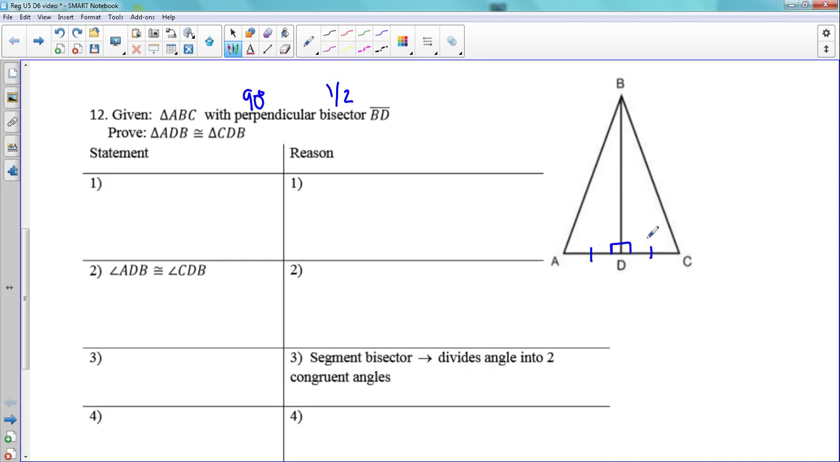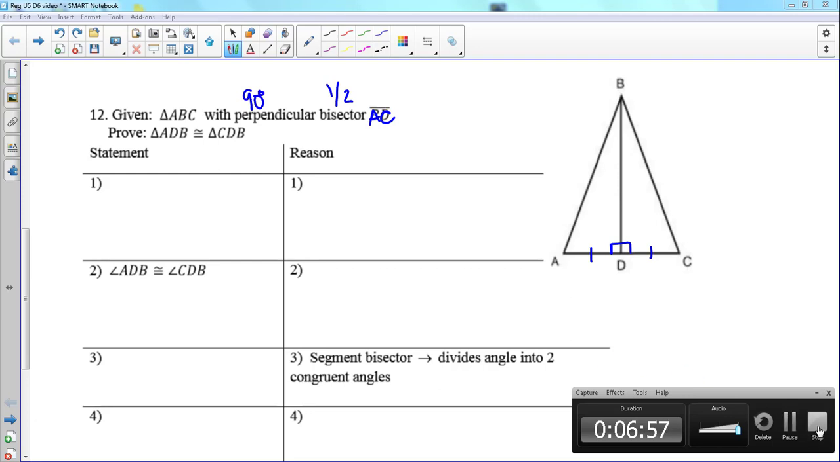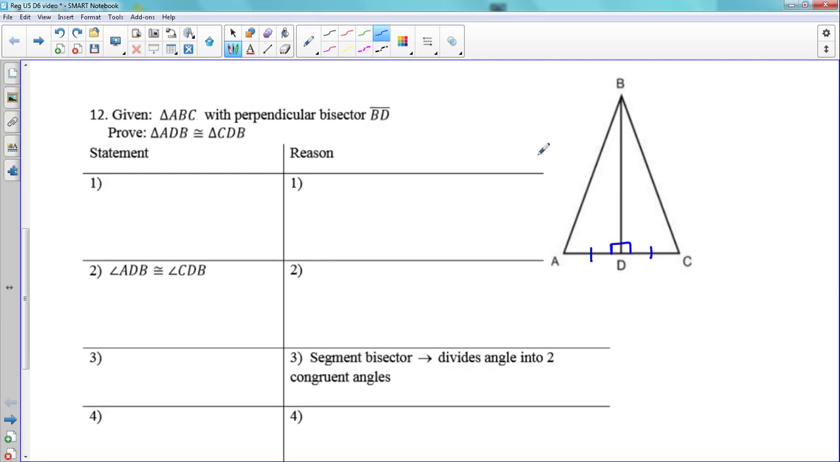into two congruent parts. Folks, I just realized I have a typo here. This should be an AC. Change that. You're given AC. So we have AD is congruent to DC, and we have these right angles since BD is the perpendicular bisector. But I need three pieces of information to show that the two triangles are congruent. So again, I'm going to use that reflexive property.